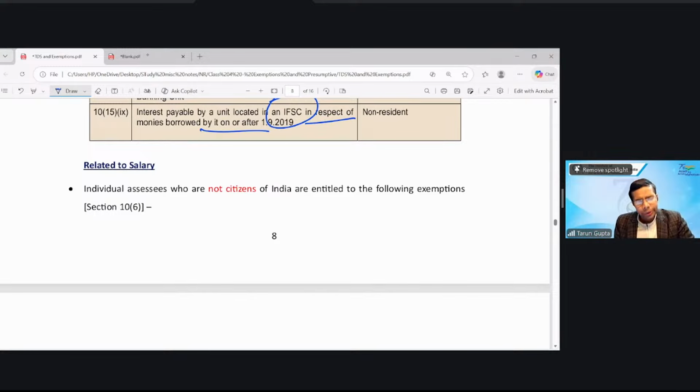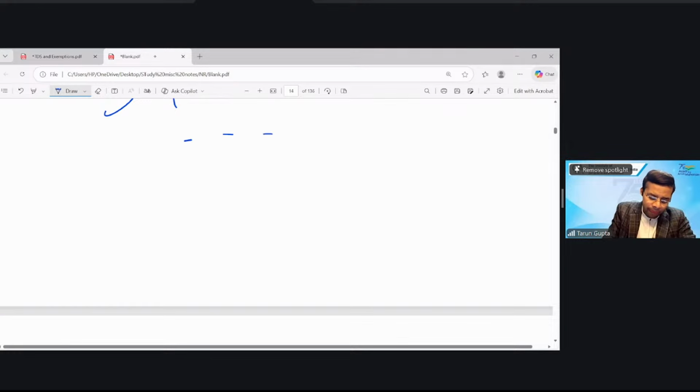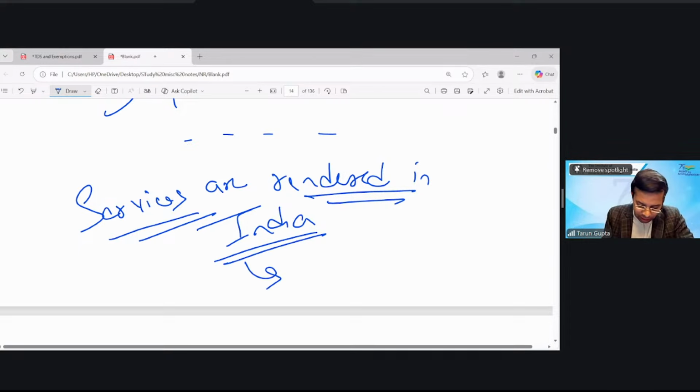These were some exemptions related to interest. Now salary. If the non-resident is deriving salary from India, when will he derive salary? Generally when services are rendered in India. You with me? We have discussed this many times. If services are rendered in India, then the salary in respect of this service is deemed to accrue or arise in India.